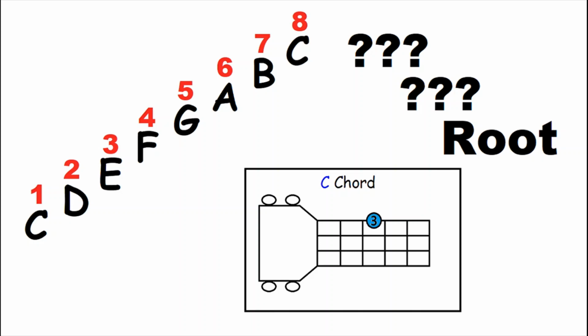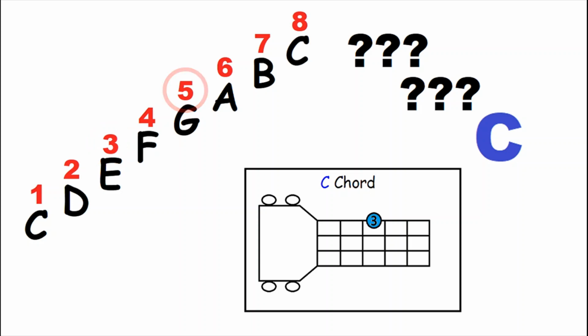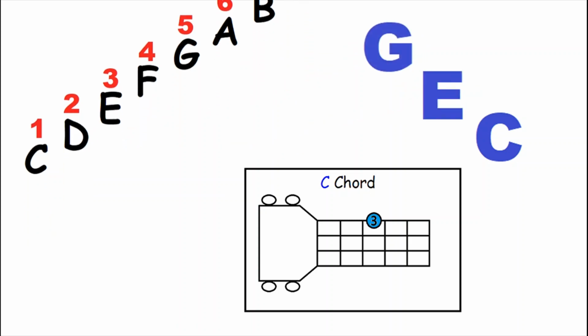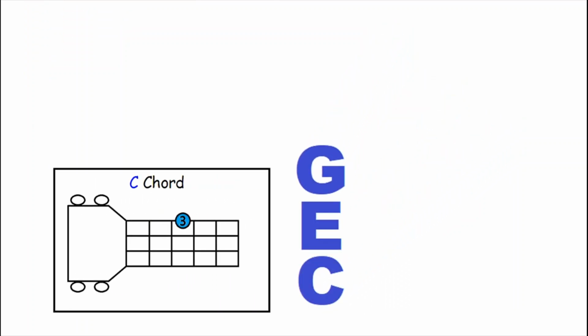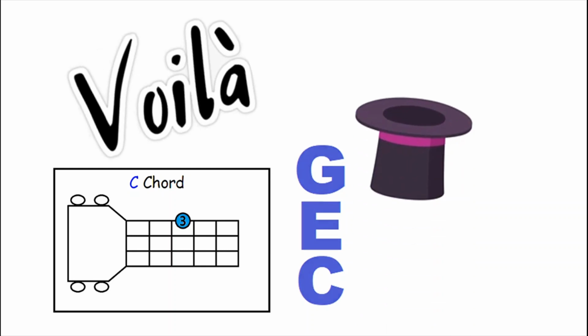Here's what comes next. In addition to our root note, we also need the 3rd and the 5th. And in C, that's E and G. So a C major chord is spelled as such. C, E, G. Voila.